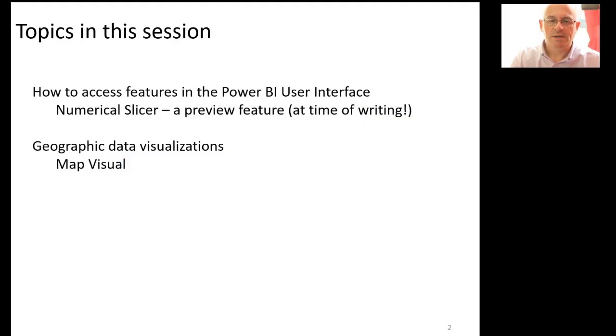So, geographic data. We're going to look at two main topics. How to look at the numerical slicer, no longer a preview feature, I think now a full feature in Power BI, and the geographic data visualizations, and particularly the map visual. There's a lot of map tools available for Power BI. We're just going to look at the standard one, but you can also link into an ArcGIS plugin if you have an ArcGIS login.